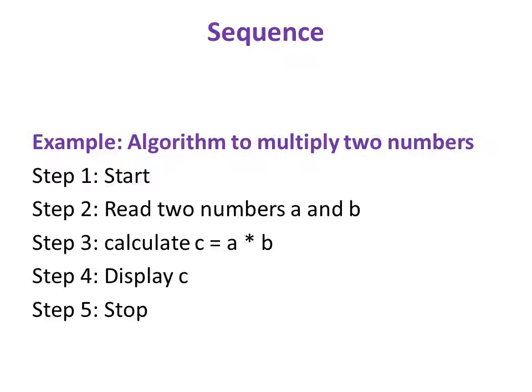So here we can use multiplication of two numbers. For that we need to take two numbers a and b, and we have to perform multiplication on them, and we have to store the result into the variable c. Then we have to print the value c. So here all the instructions are executed one by one in a linear order.